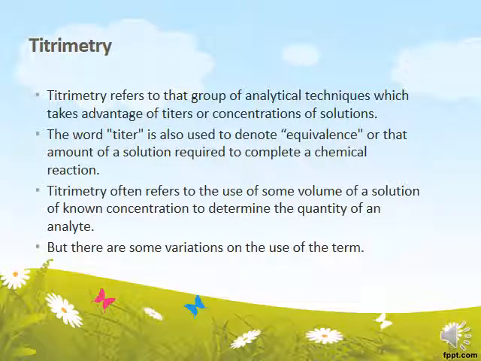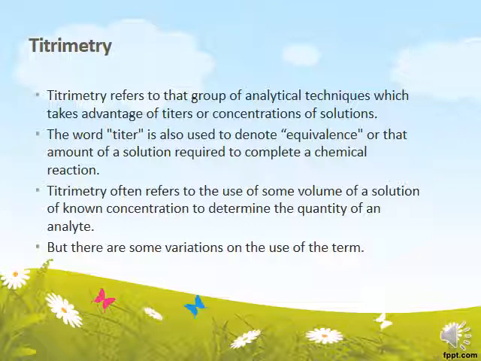So titrimetry refers to a group of analytical techniques which take advantage of titers, or concentrations of solutions. The word titer is also used to denote equivalence, or the amount of solution required to complete a chemical reaction. So titrimetry often refers to the use of some volume of a solution of known concentration to determine the quantity of an analyte. But there are some variations on the use of the term.